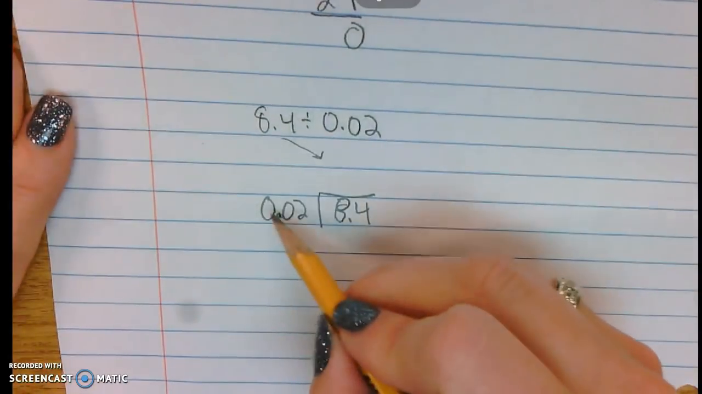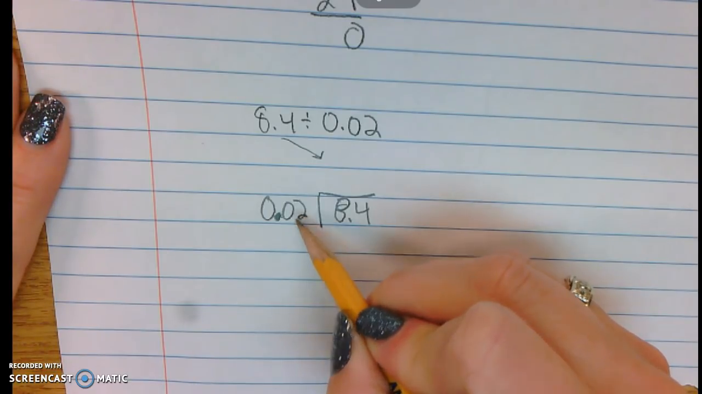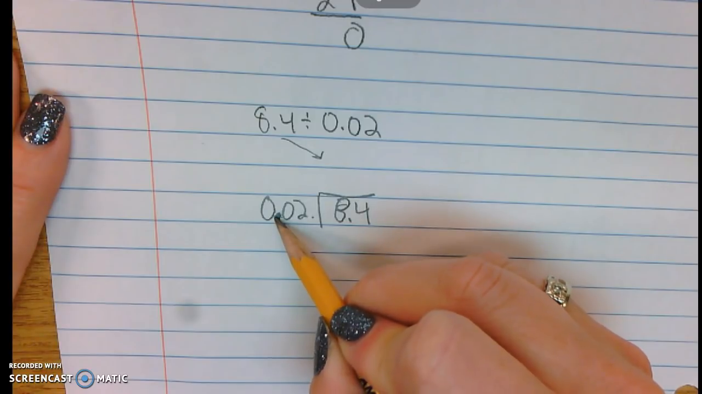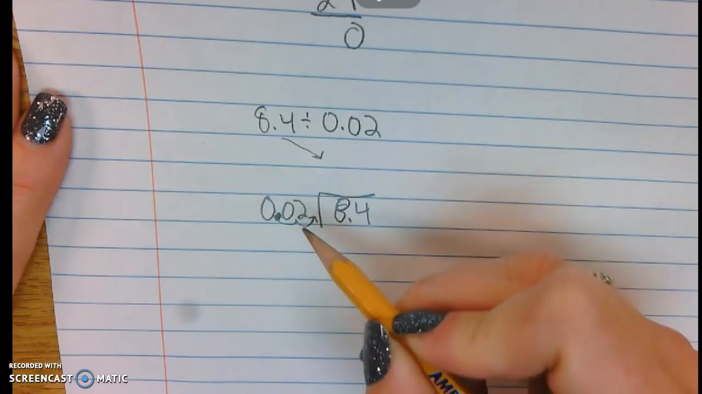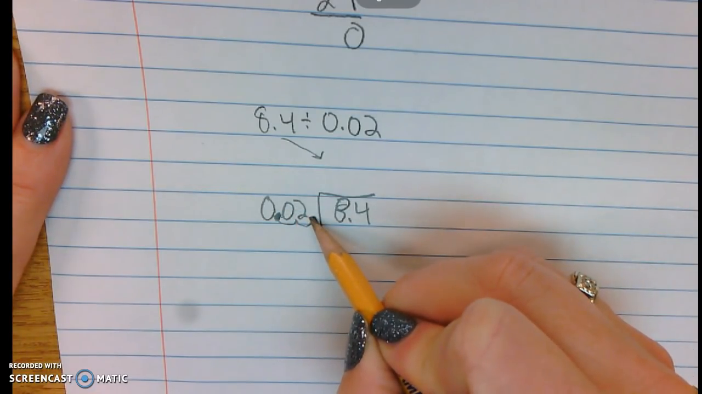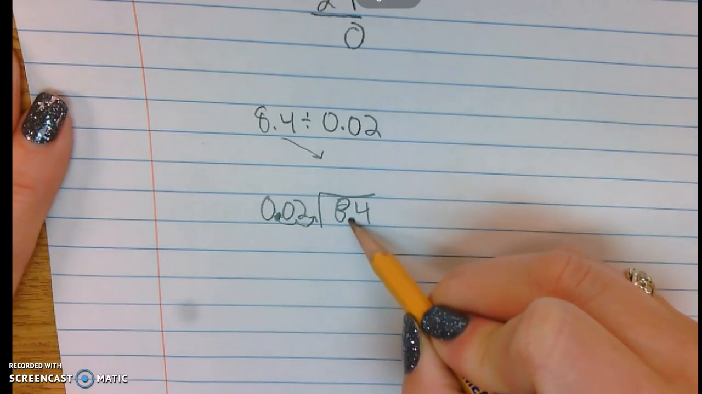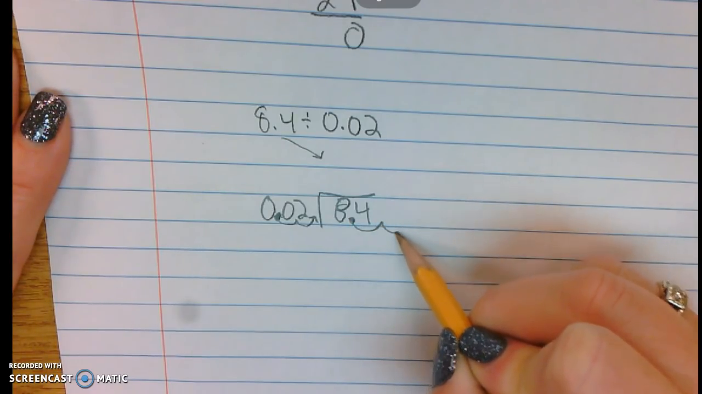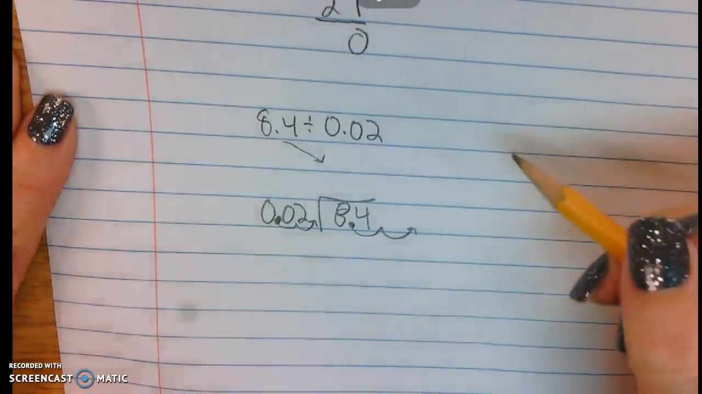All right, if I was going to divide this problem, the first thing I need to do is make this a whole number. In order to make this a whole number, the decimal has to be behind it. So I need to swoop my decimal 2 places. Swoop, swoop. So really, I am multiplying this by 100 because that would move my decimal 2 places to the right. Here, I need to do the exact same thing. I need to swoop it 2 places to the right. Swoop, swoop. Or multiply 8.4 times 100.